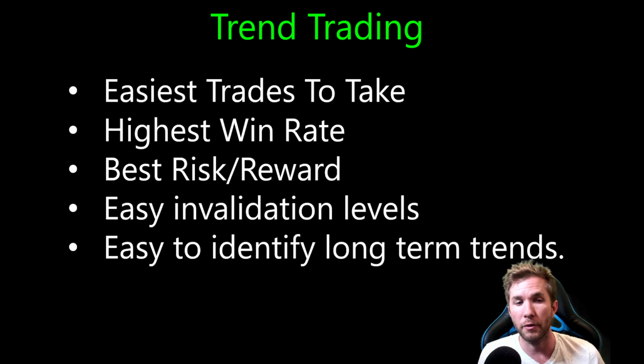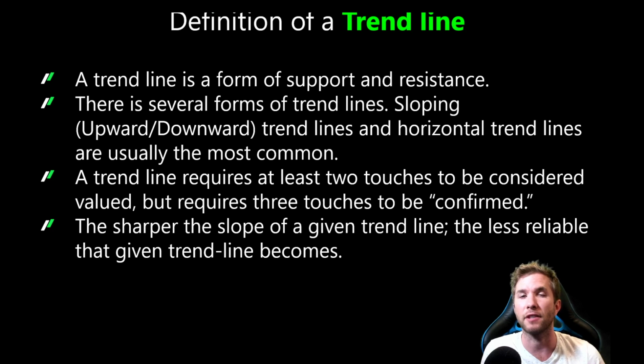You can get the highest win rate out of them. They have the best risk reward. They have super easy invalidation levels, and they're easy to identify with long-term trends. So once you do this on the trend, then it's easy to identify that you're starting into a long-term trend. And I'll even go through some traditional market stuff, basically things that'll blow your mind on how easy it is to trade traditional markets if you just watch for higher time frames.